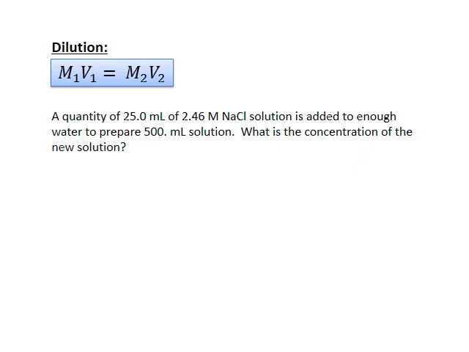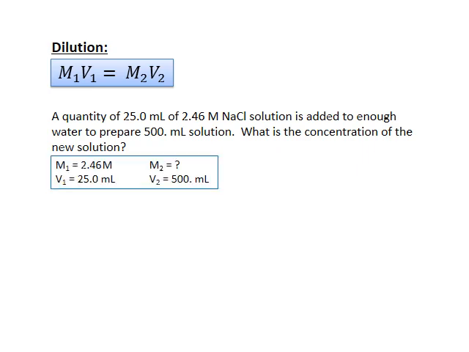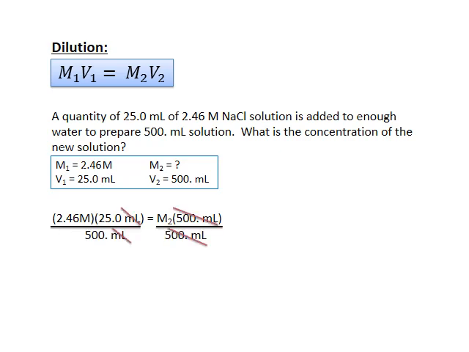And then I've got a V2. I'm changing this to 500 milliliters of solution. So I'm taking that 25 milliliters and adding water to it. So there's my tabulated data, and I just plug that into the equation, and I want to get M2 all by itself, so I'm going to divide by 500 milliliters. And when I do that, I got a molarity of 0.123 moles per liter, or molarity.